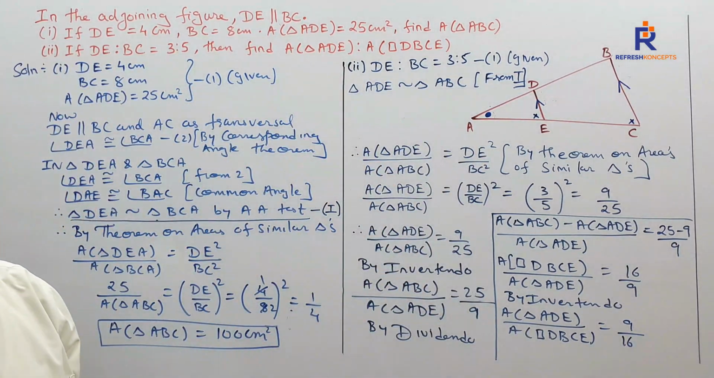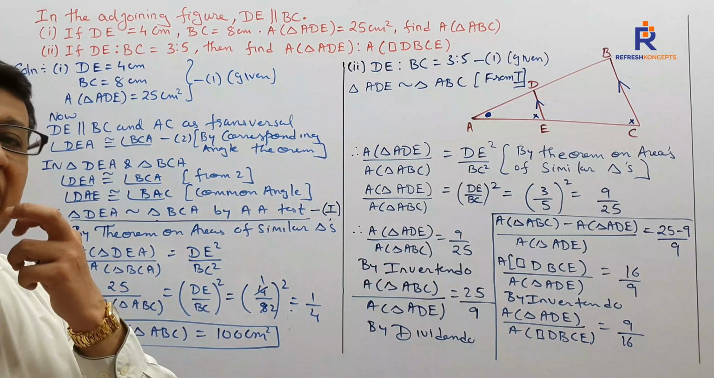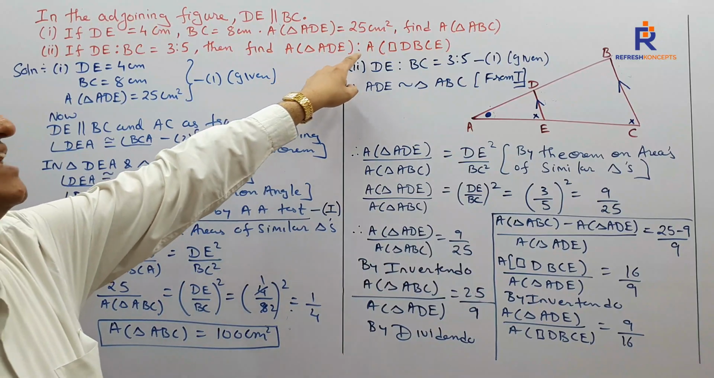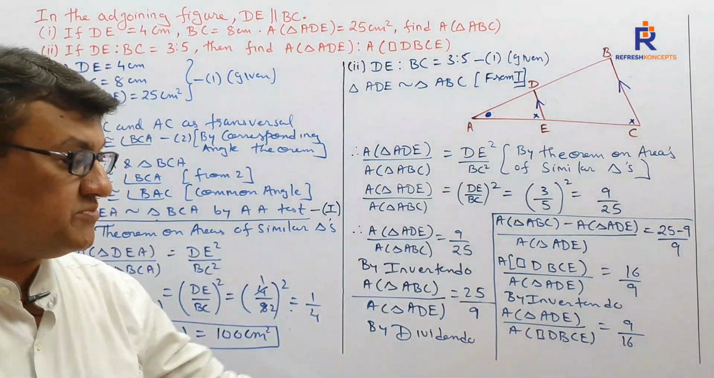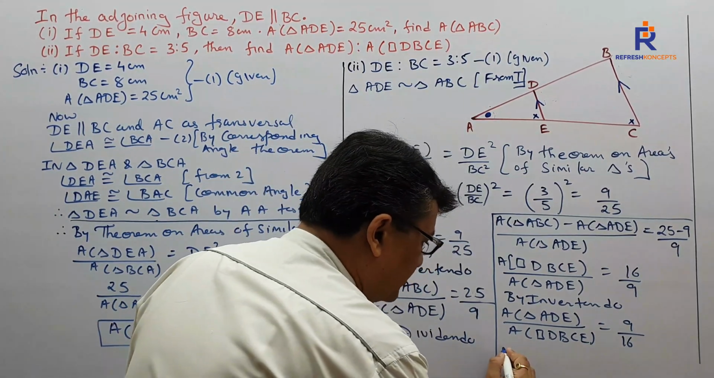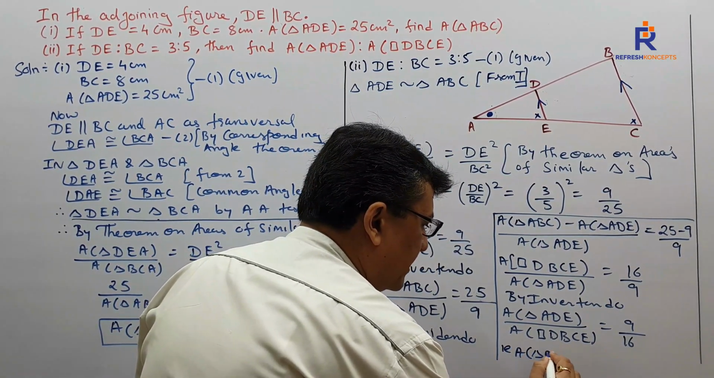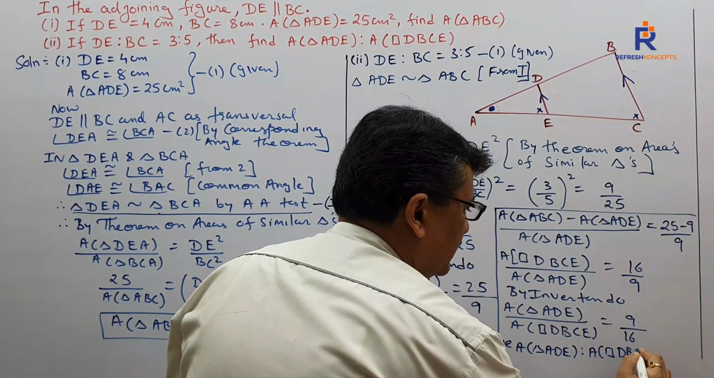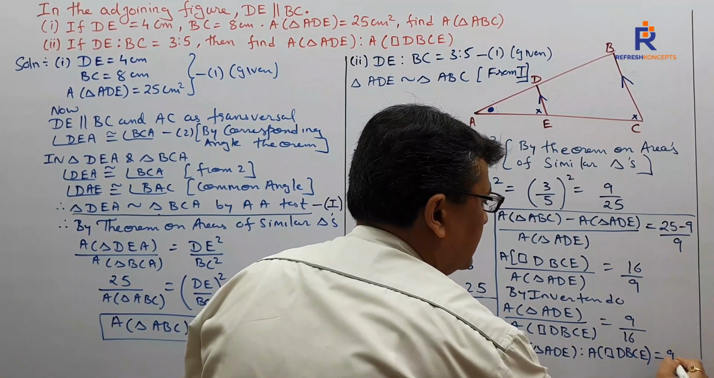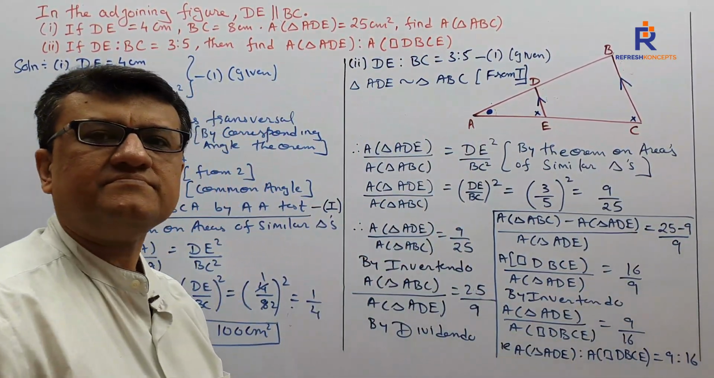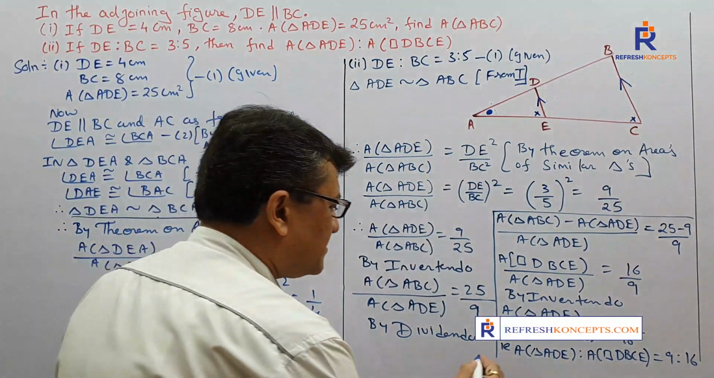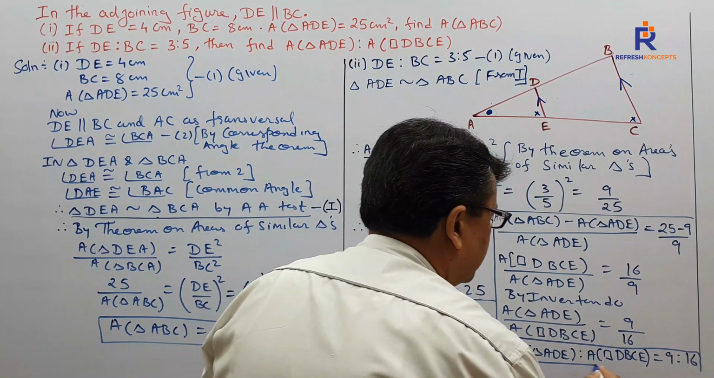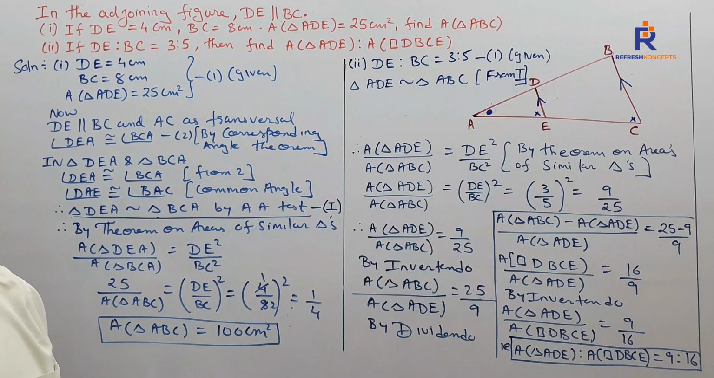Are we done? No, still not. But sir, we have got it. No, we haven't got the final answer in their language. Their language was 'is to'. We have it right now in ratio terms. So what we are supposed to write as the final answer is: area of triangle ADE is to area of quadrilateral DBCE is 9 is to 16. This is what my final answer should be.